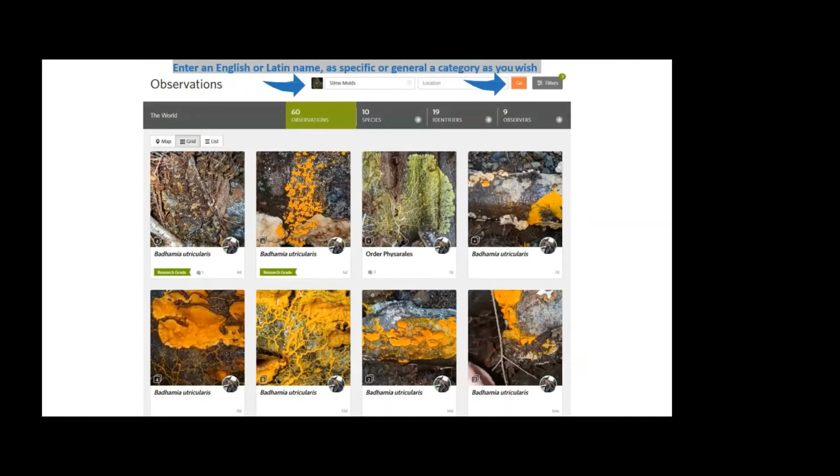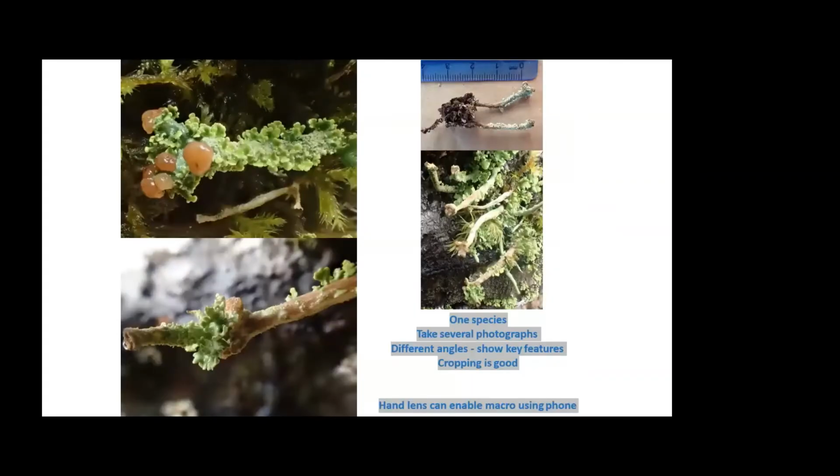In the box labeled species, enter an English or a Latin name, as specific or general a category as you need. English is fine for general categories such as birds or mammals, and for smaller groups such as on this slide. But if you want to see all the examples on this site for a specific species, use the Latin name. iNaturalist's common names are American, and they often differ from ours in British Columbia. For now, just leave the location box blank and press Go. Next.